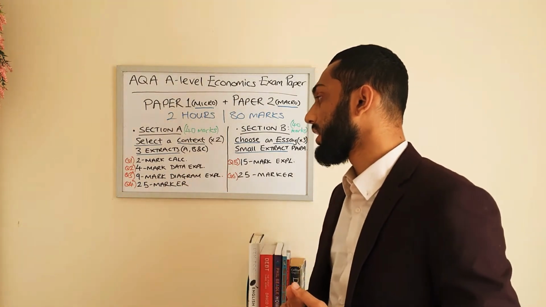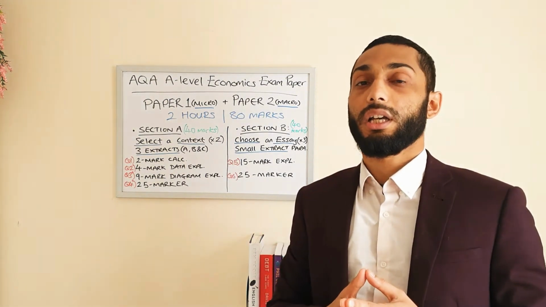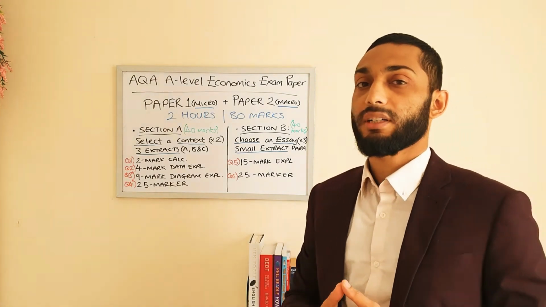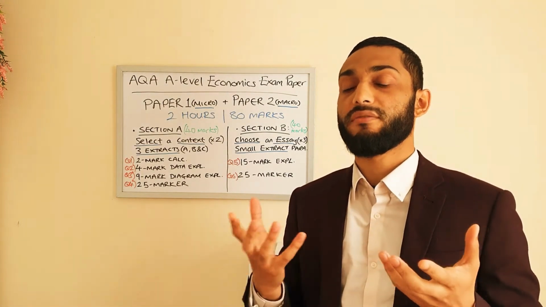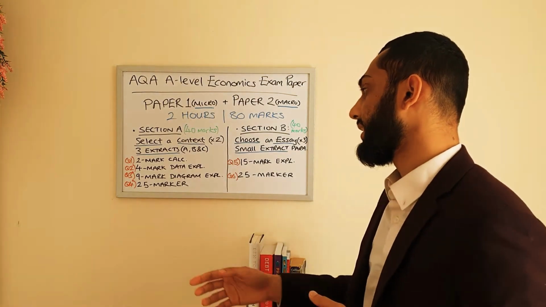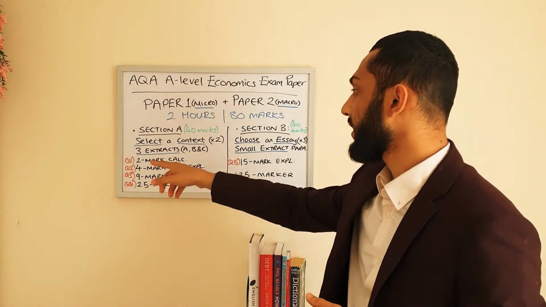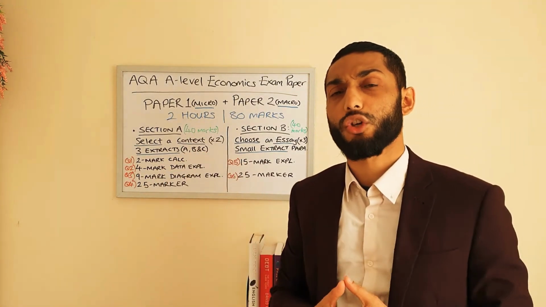And then you've got the last and final crucial question, the 25 marker. As we all know, right? 25 markers, very interesting questions where you have to develop an argument, an economic argument, for versus against argument. And that's where the last question comes in for section A. So 2, 4, 9, 25. Altogether, that's 40 marks on section A.